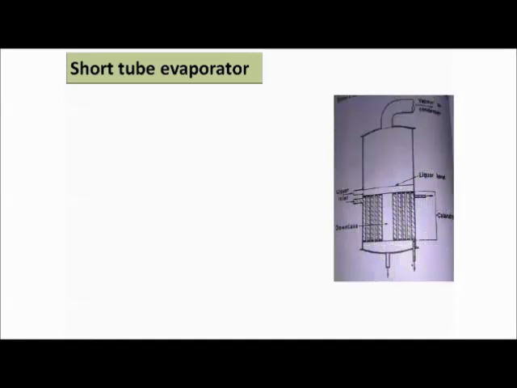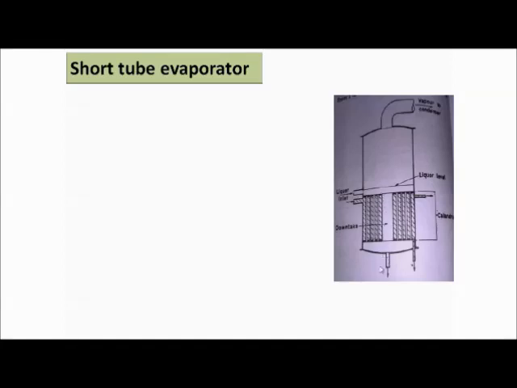So this is the short tube evaporator. See, this is the calandria. We know the connection of the calandria. This is the inlet for the steam to be supplied to these tubes, right? This is the outlet for the steam, and these are the tubes, right? This is the downtake, right?